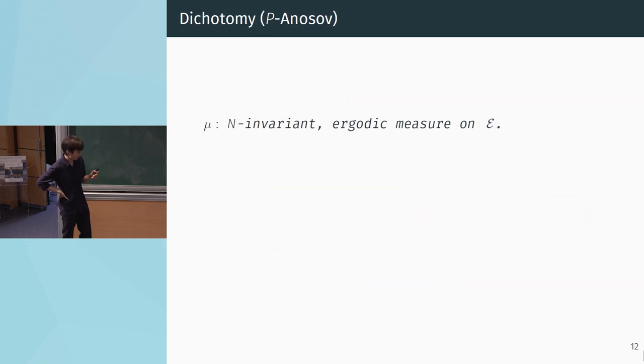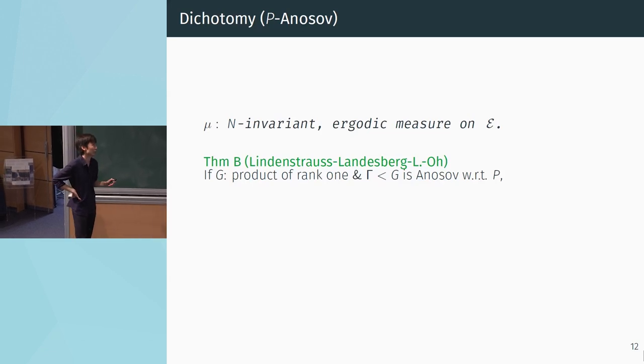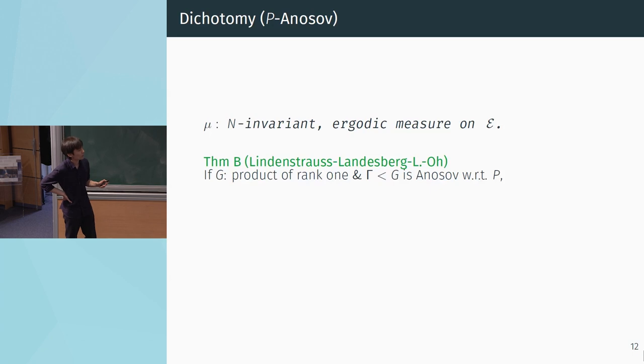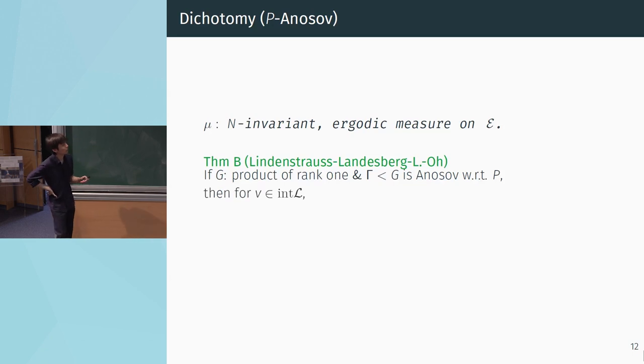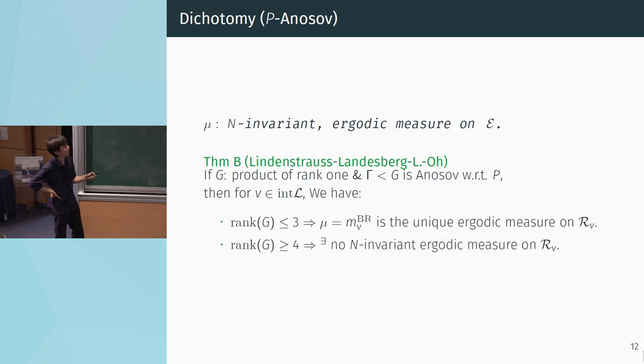Okay, so now we can state the theorem for this case where you have the following setup. Now you have a group that is a product of rank 1 groups, so this is also the restriction we have. If we have a product of rank 1 groups, and let's say you have a Zariski dense subgroup which is Anosov with respect to a minimal parabolic, then Landesberg, Lindenstrauss, and O prove that for every v in the interior, the following dichotomy holds.